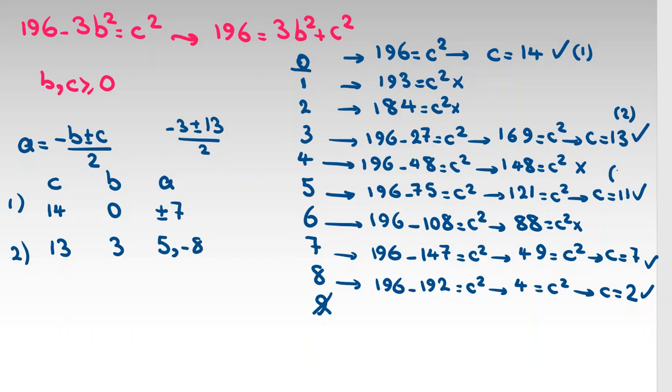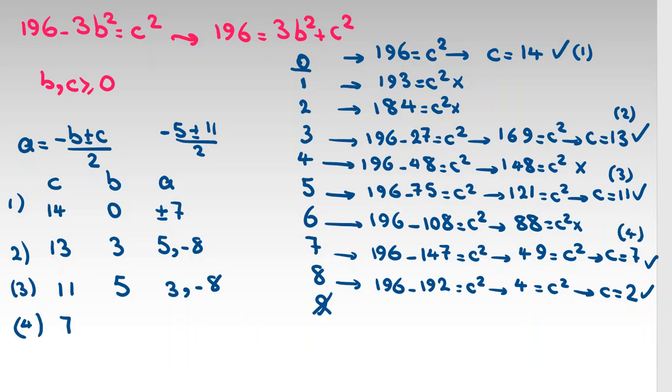Now let's consider case 3. C is 11, B is 5. It will be negative b, which is negative 5 plus minus 11 over 2. So 11 minus 5 over 2 is 6 over 2, 3. Negative 11 minus 5 is negative 16 over 2, negative 8. A is 3 or negative 8.